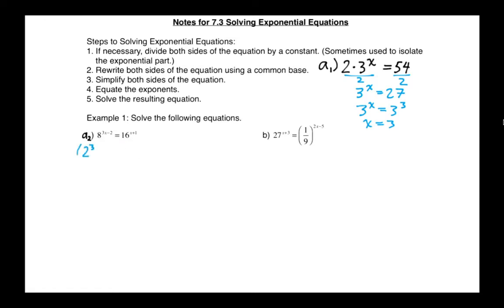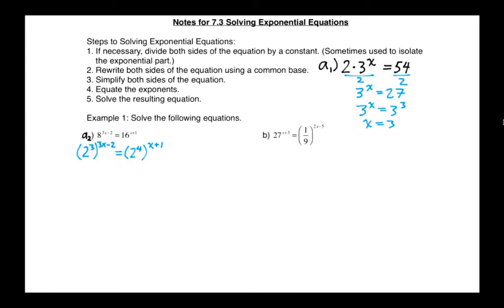So I'm going to rewrite both sides like this. I rewrite the left, the 8, as 2 to the power 3, and I rewrite the 16 as 2 to the 4. And now I can go on to step 3, where it says to simplify both sides of the equation. To simplify this, I'm going to use a law of exponents. When you have 2 to the power of something to the power of something else, you multiply those two exponents.